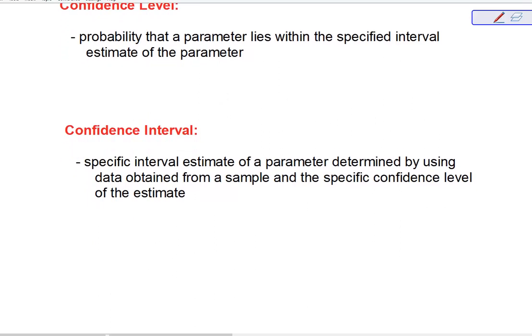We have common intervals that we're going to be using, and those confidence intervals are going to be the 90% confidence interval, the 95% confidence interval, and the 99% confidence interval. These are the three most commonly used confidence intervals that we use. You can use others, but these are the most common ones that we tend to use.